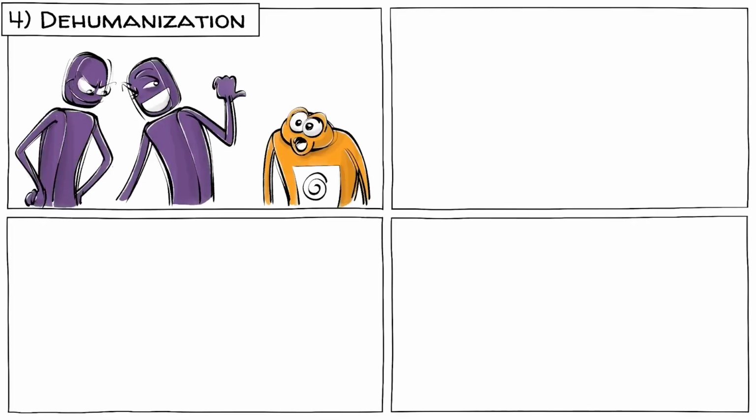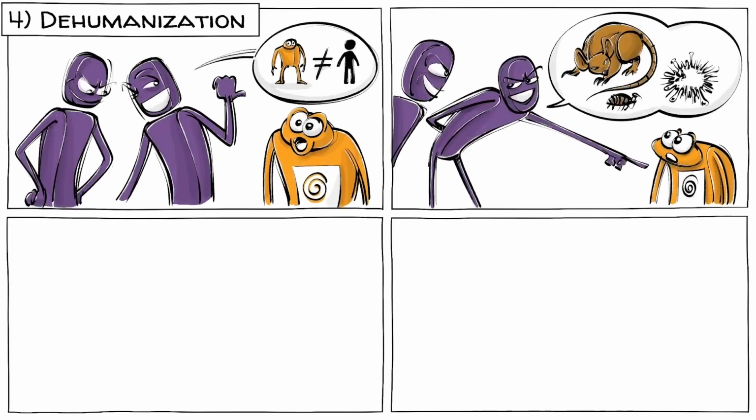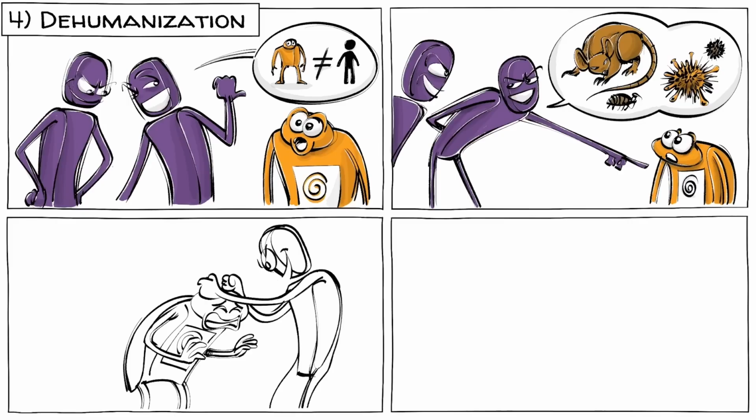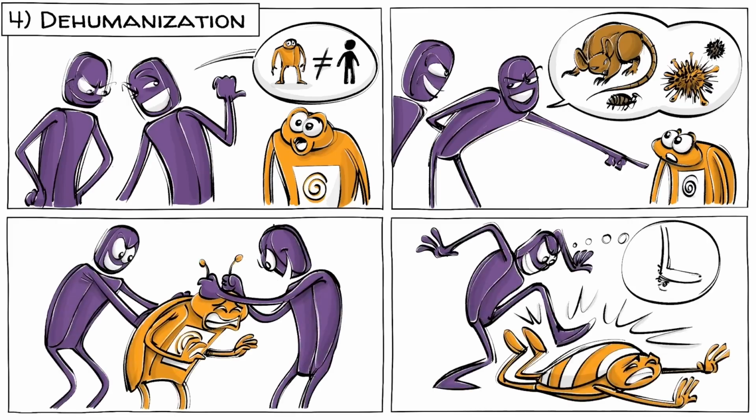Fourth is dehumanization. The targeted group is portrayed as less than human, often compared to animals or diseases. Stripping away the human qualities of a person makes it easier to justify violence against them.